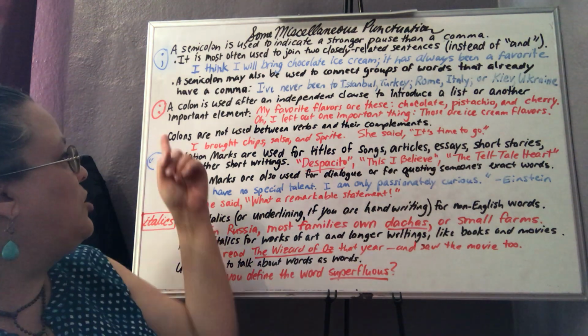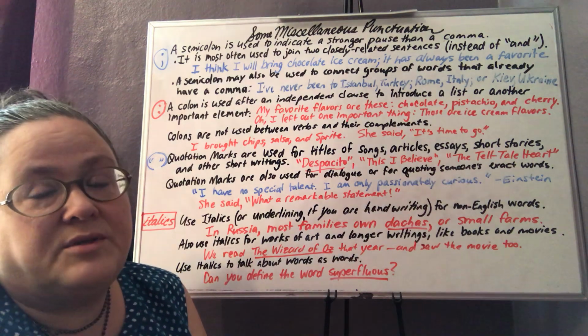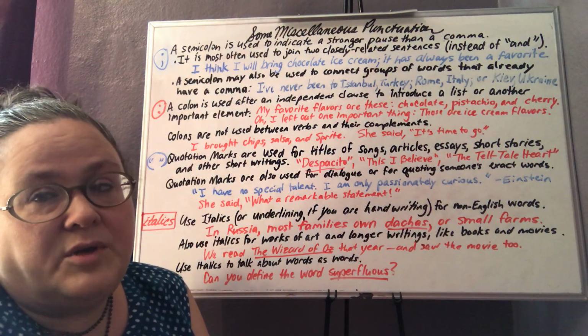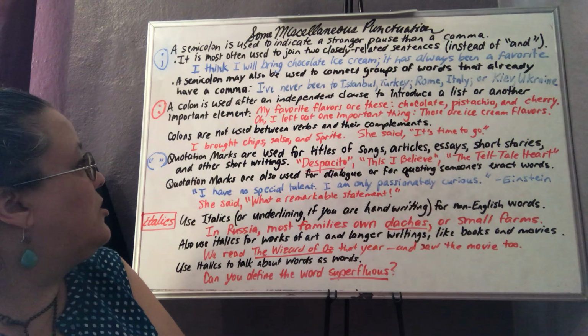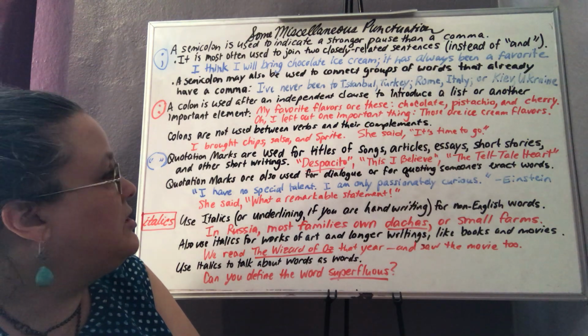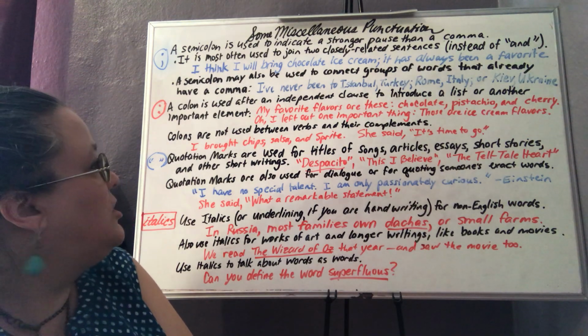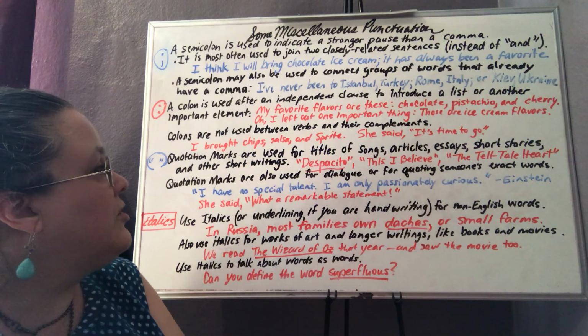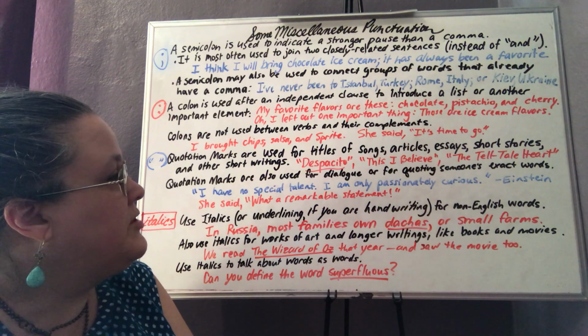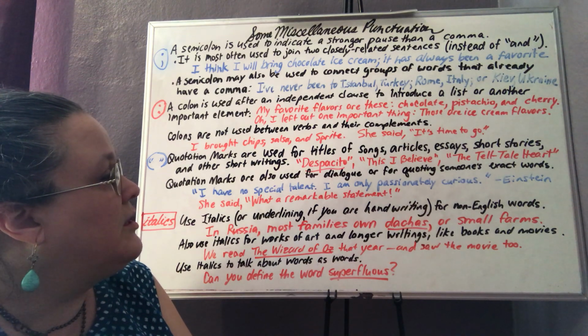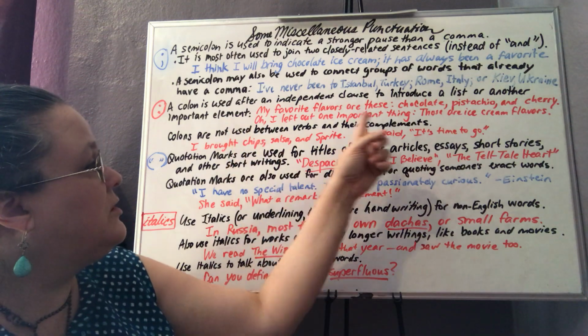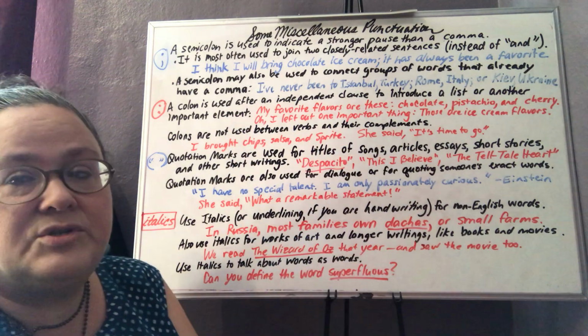The next thing is a colon. It looks a lot like a semicolon, except instead of the bottom having a comma, it has a period. A colon is used after an independent clause to introduce a list or another important element. For example, my favorite flavors are these: chocolate, pistachio, and cherry. So we have an independent clause. My favorite flavors are these.